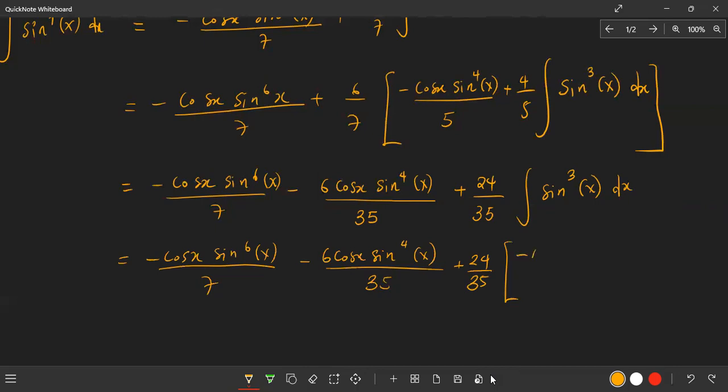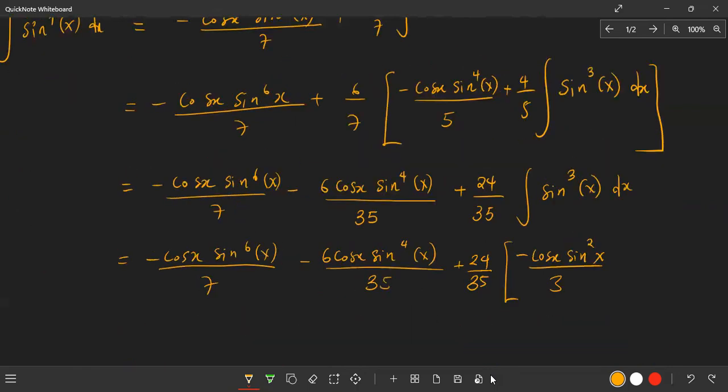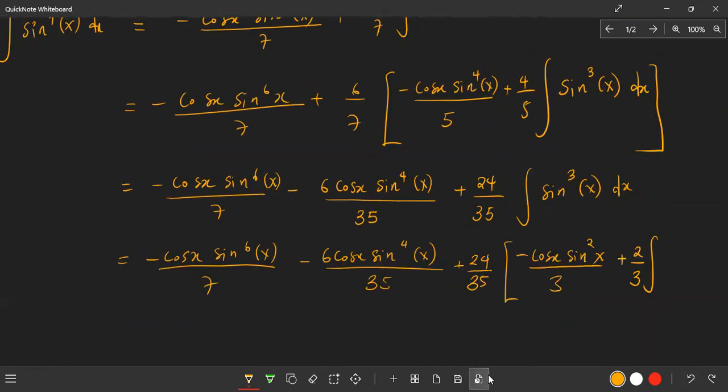So we're going to have negative cos x sine squared x over 3. Why is this squared? It's because we're still applying this formula. Now n is 3, so this will be 3 minus 1, sine squared over 3, and then plus 2 over 3 times the integral of sine 3 minus 2, just the sine of x dx.